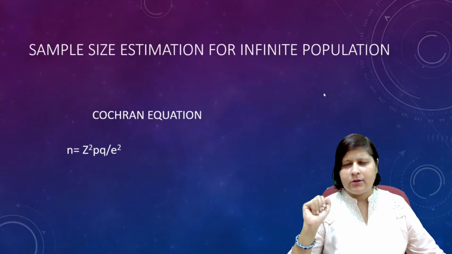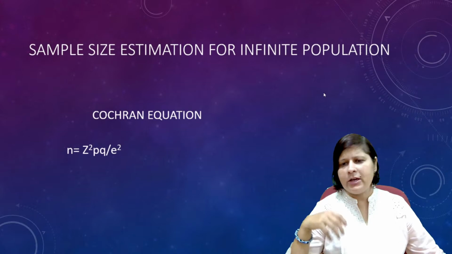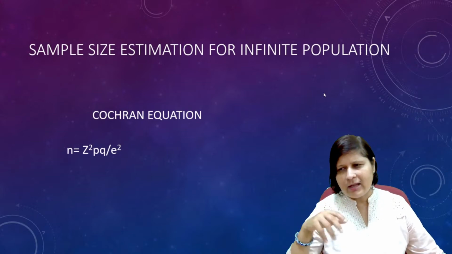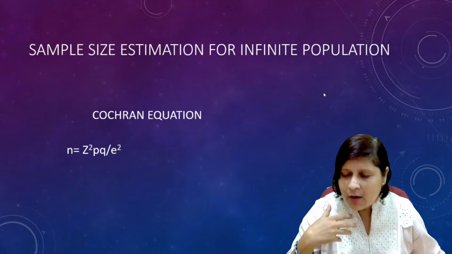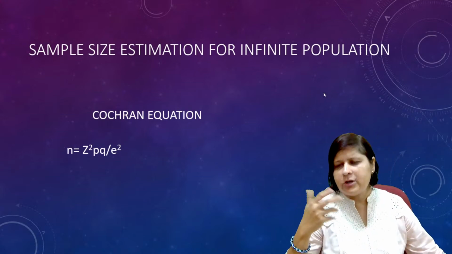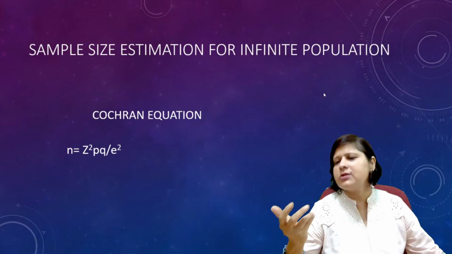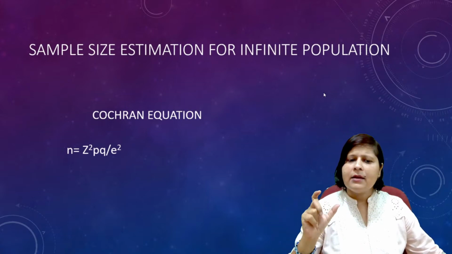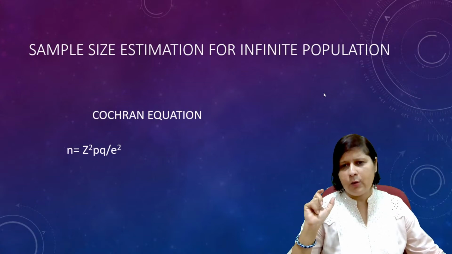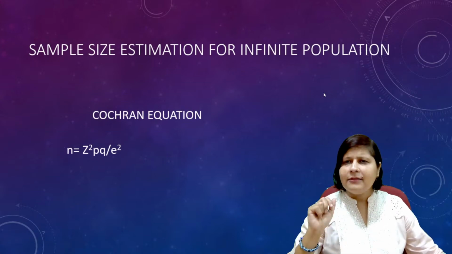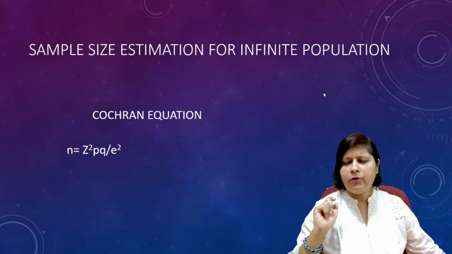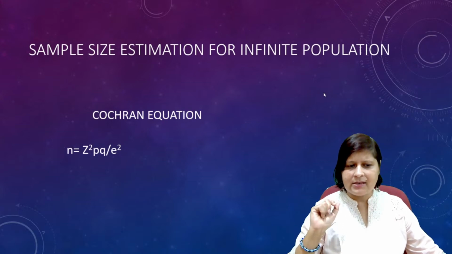Infinite population. Suppose I don't know the population, I don't know the total population. That is, I want to carry out the study on an infinite population. The total size of the population is not known to me, right? Then there is Cochran's equation. You should apply this equation to find out the number of your sample. What should be your sample size?